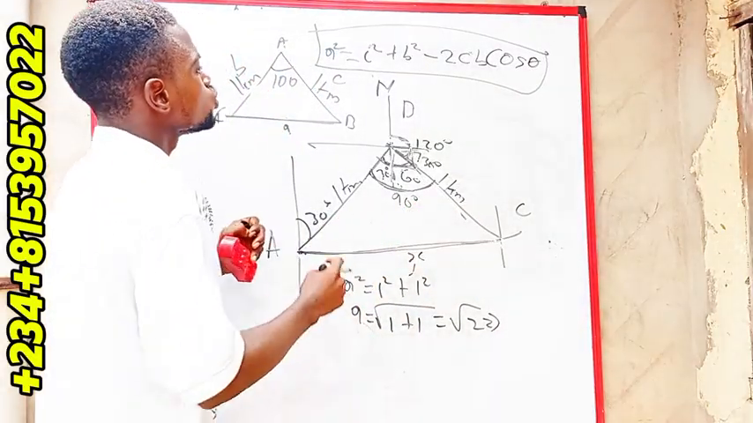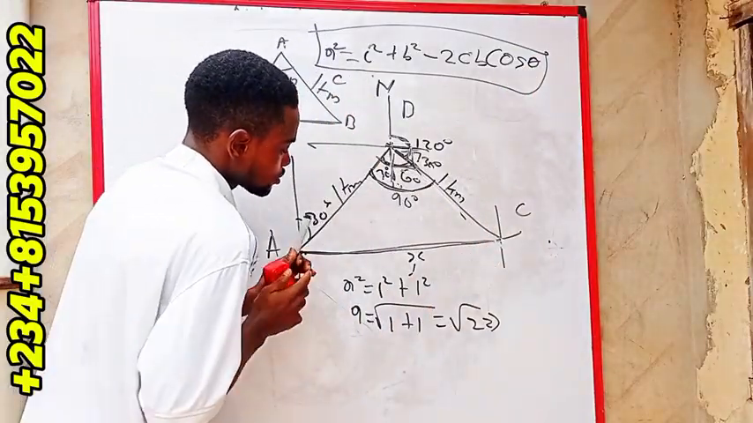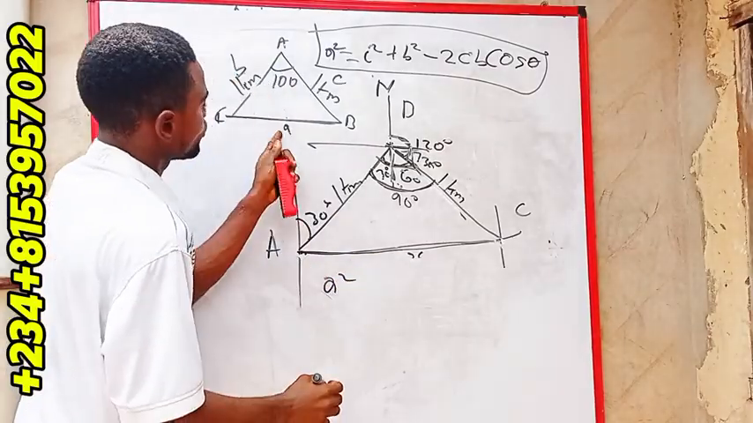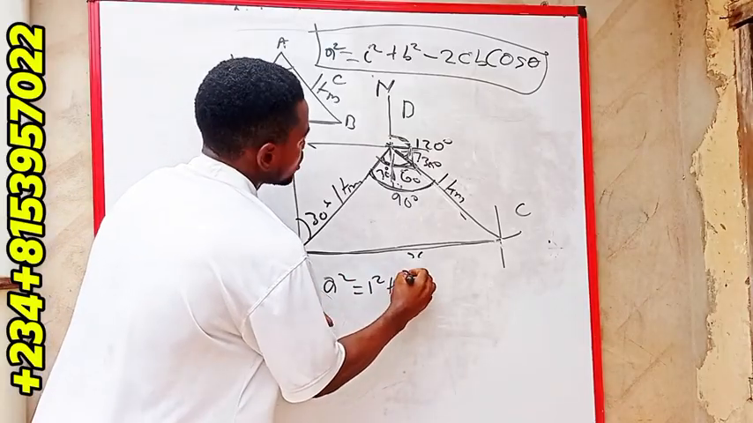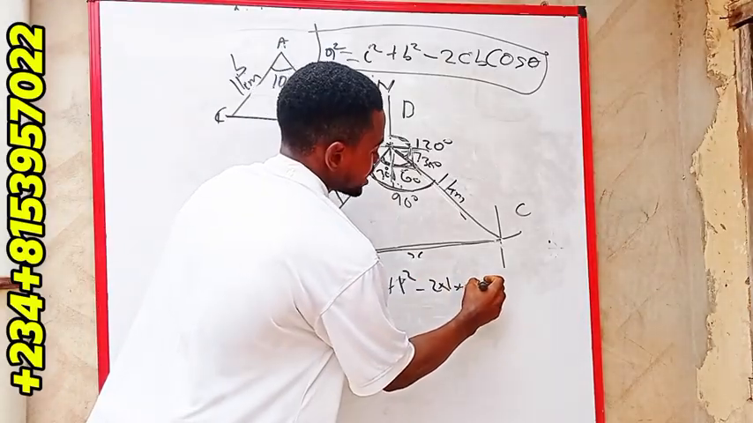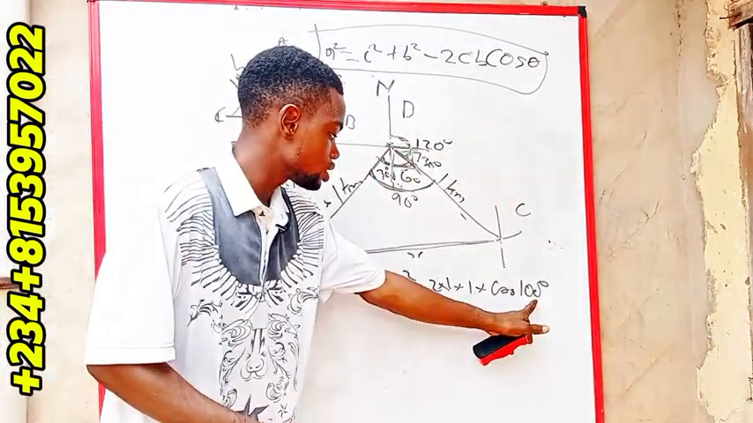What are you going to do? You're going to input that 100 degree over here. Inputting the 100 degree over here, we now have a square. This is the side I'm looking for. I'm getting: a squared equals 1 squared plus 1 squared minus 2 times 1 times 1 times cos 100. You now press cos 100 on your book.